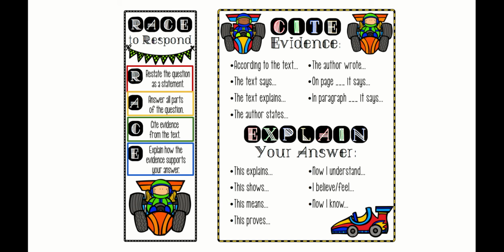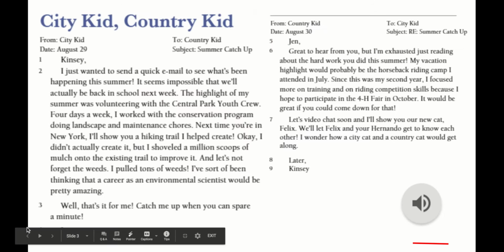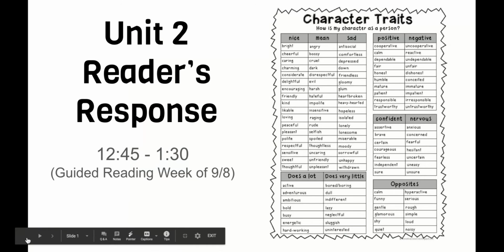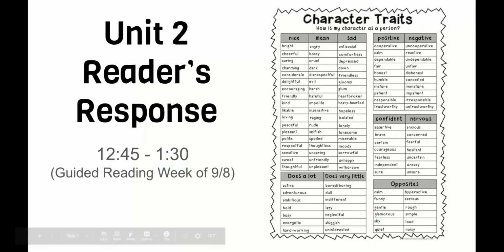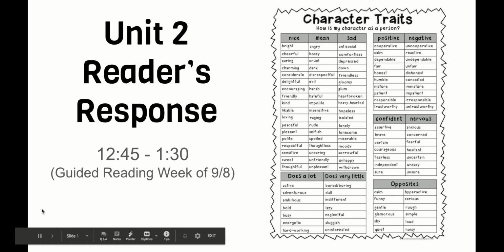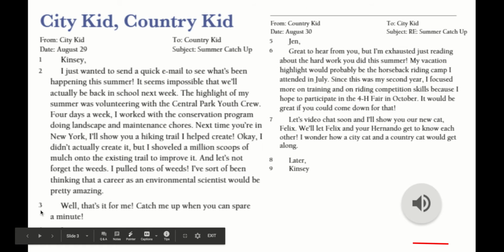This unit, we've been working on character traits. So our reader's response for Unit 2, again, has to deal with character traits. This anchor chart can help you if you're not sure on a similarity between your two characters. Let's take a look at an example based on Monday's shared reading text.